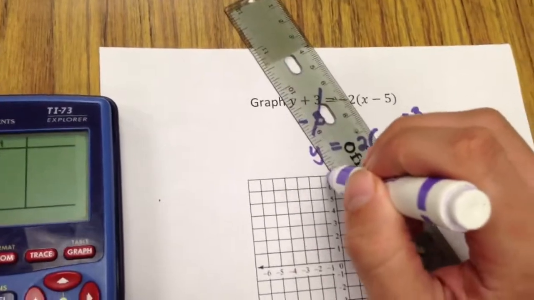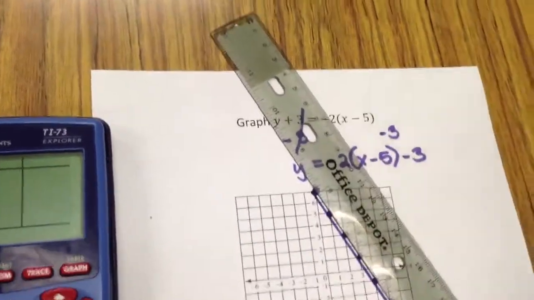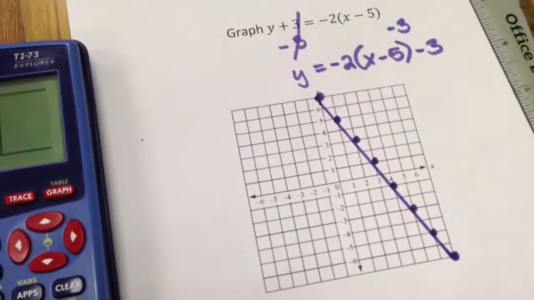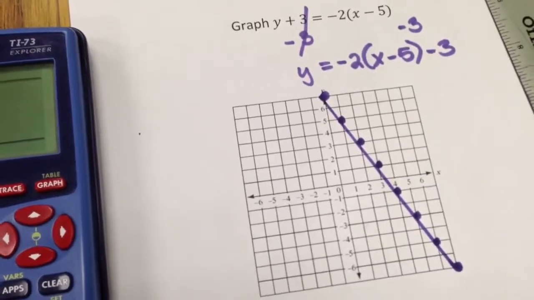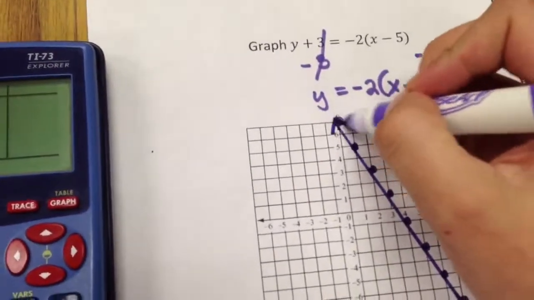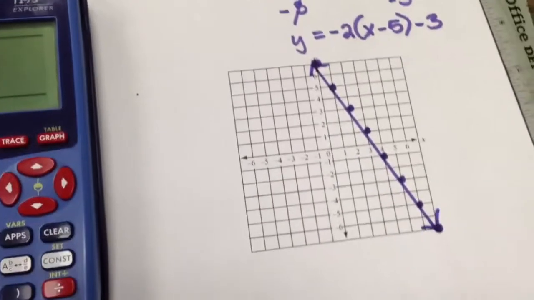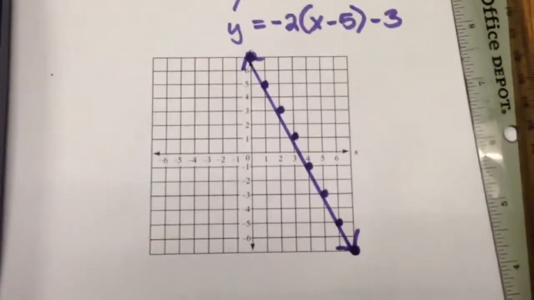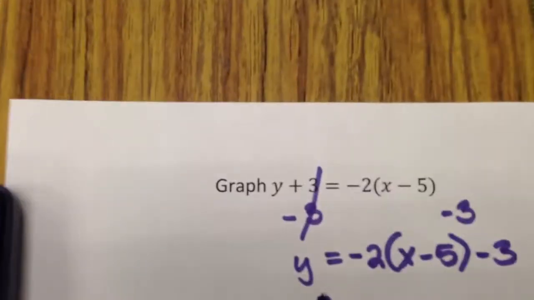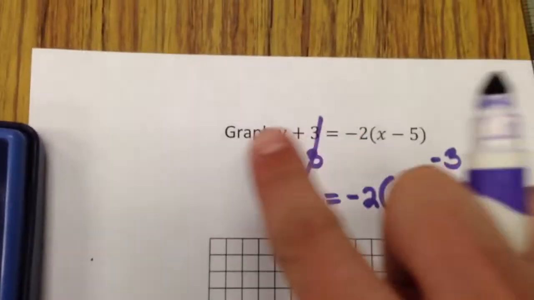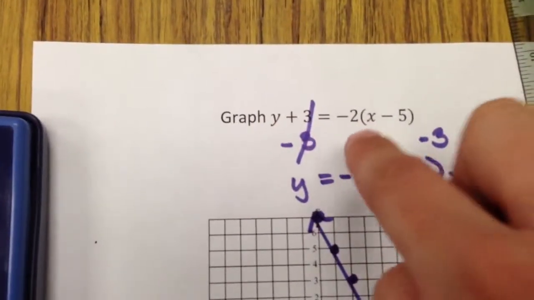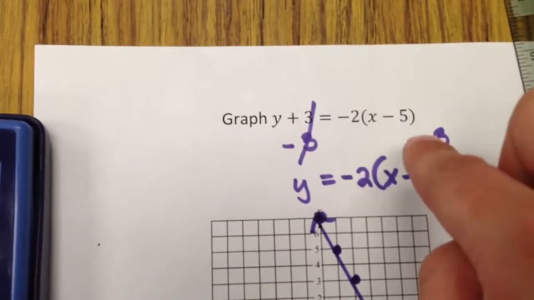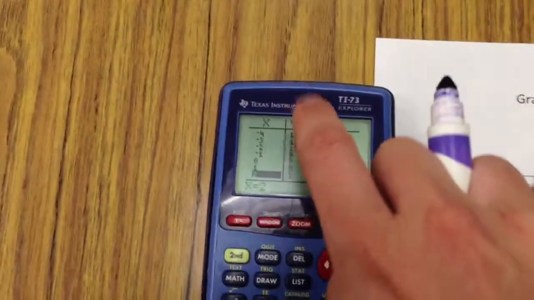Oh, heavens to Betsy. Let's put that line right there. Let's see what it looks like. Oh, that's not that bad, y'all. I think I did a pretty good job. All right. Let's put these little arrows at the end. And that's our graph, ladies and gentlemen. Congratulations. You just graphed what was originally y plus 3 equals negative 2 times quantity x minus 5 by using the calculator right there. All right, very good.